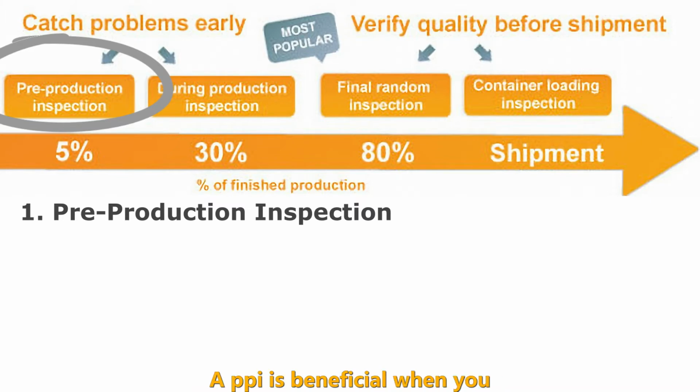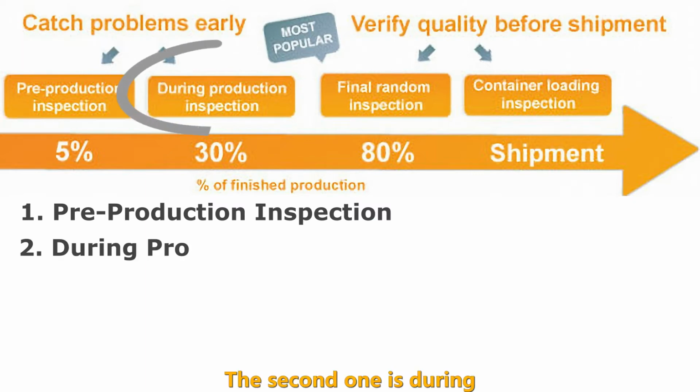A PPI is beneficial when you work with a new supplier, especially if your project is a larger contract that has critical delivery dates. This inspection can help to reduce or eliminate communication between you and your supplier on issues regarding production timelines and quality expectations.